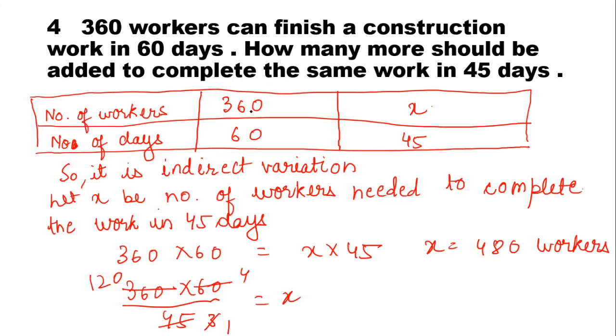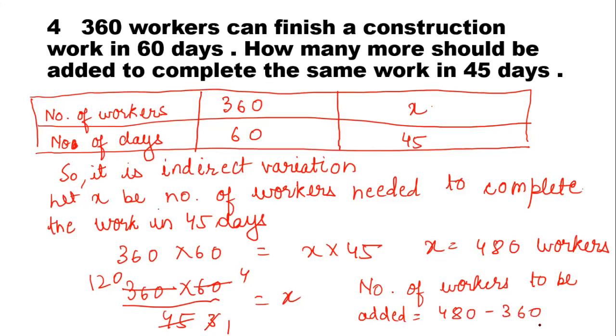So 360 workers were there. कितने add करें हमने workers to make it 480? Number of workers to be added is equal to 480 minus 360. So it is equal to 120 workers. 120 workers. Is it very clear?